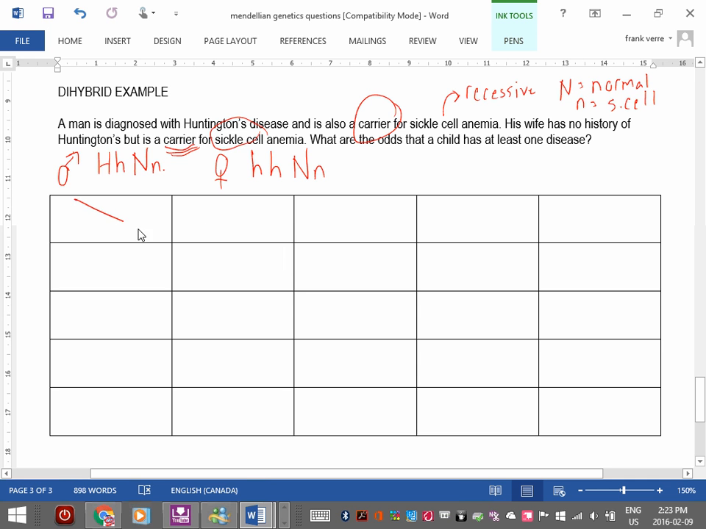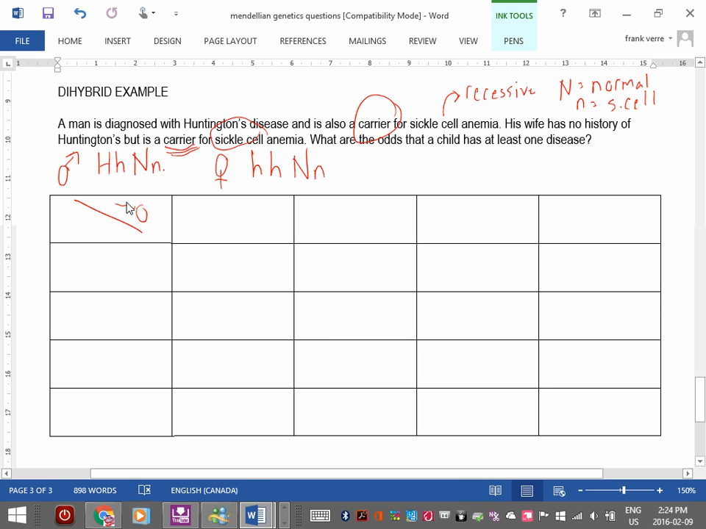The top row will be the potential sperm cells, okay? Sex cells. Remember, the law of segregation says that the two alleles are going to separate. The law of independent assortment says that the way they separate has nothing to do with the other gene. In other words, this gene over here, H and N, don't affect each other.